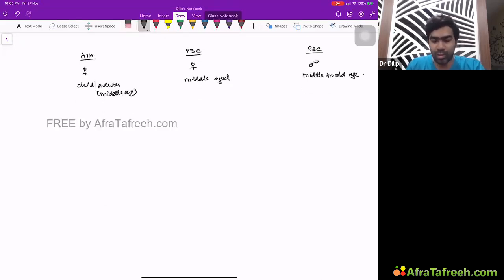Again, how is autoimmune hepatitis going to present? The spectrum is going to be completely different. They can be completely asymptomatic. Later on, they can present with cryptogenic cirrhosis.